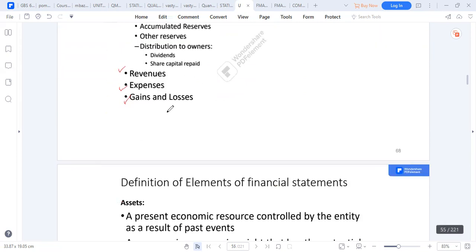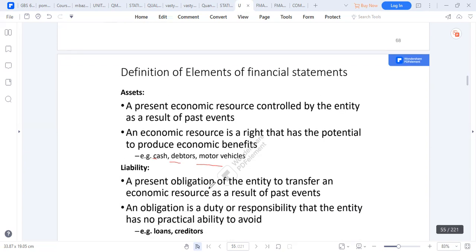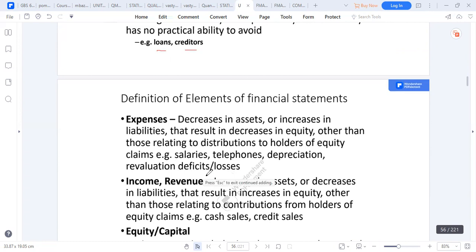So what are assets? Assets basically represent an economic value which is controlled by an entity. Assets could be items like cash, debtors, motor vehicles, what an entity owns. Liability, on the other hand, is an obligation to transfer an economic resource as a result of past events. Examples could be loans, creditors, accruals. So an obligation or duty to pay is called a liability. If you're supposed to pay rent and you didn't pay an accrued rent, that is a liability, what we owe. We also have expenses. Expenses actually decrease assets.